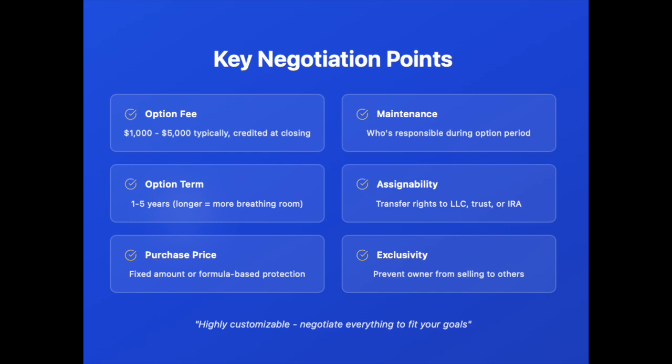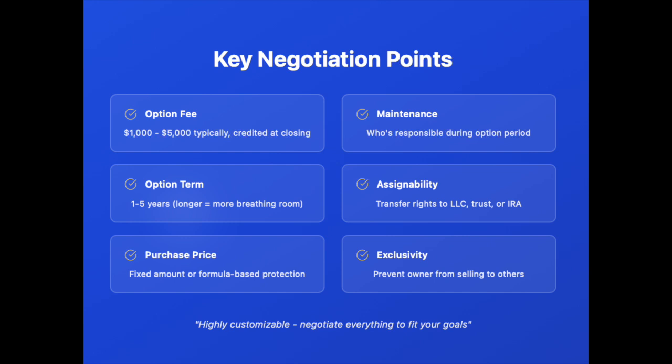Fourth, that right to assign we just talked about needs to be explicitly stated in the agreement if you want that flexibility. Don't assume it's assignable. Definitely not. Fifth, landlord obligations. This is critical. The agreement must legally prevent the owner from selling the property to anyone else while your option is active. So your right is truly exclusive. Truly exclusive.